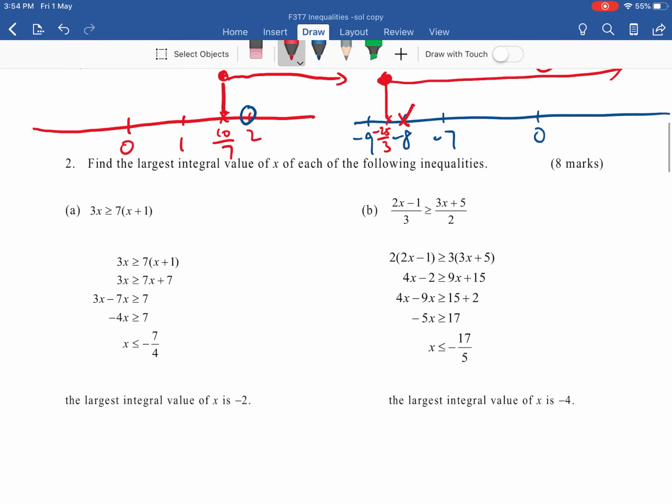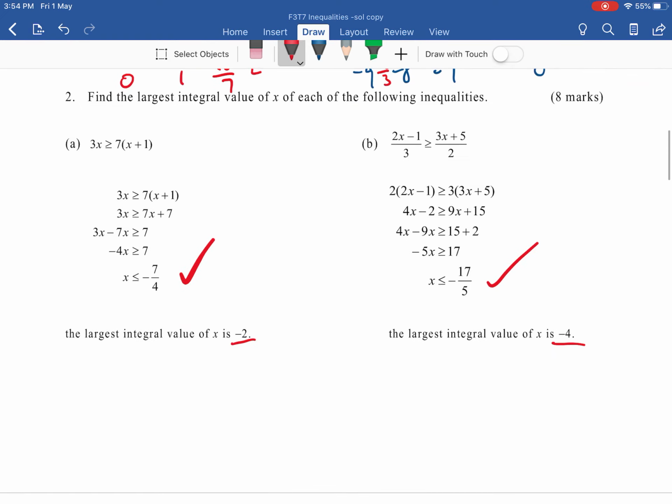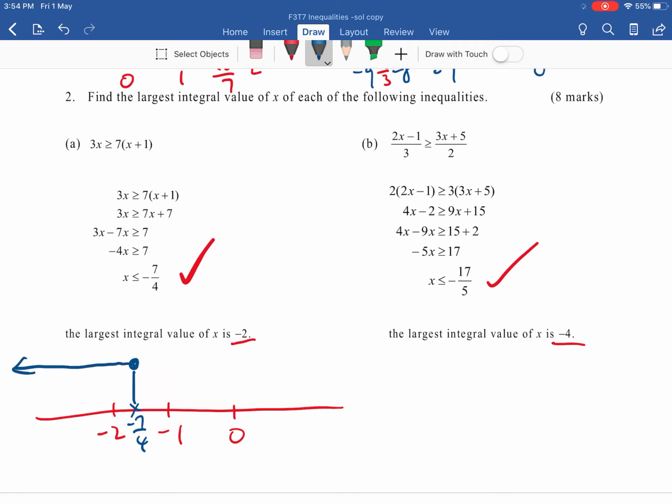And for this example, most students get this 2 correctly, but they cannot get this 2. Okay, let's draw it. Here is 0, here's -1, here's -2, and you know that -7 over 4 is somewhere here. Okay, you see that all these are solutions, but the largest one is -2, not -1 or -3, okay? I will not do this one.